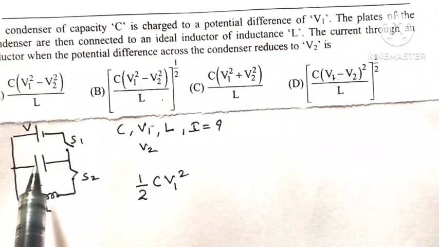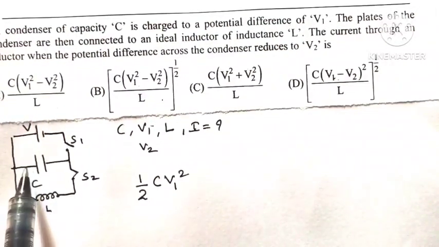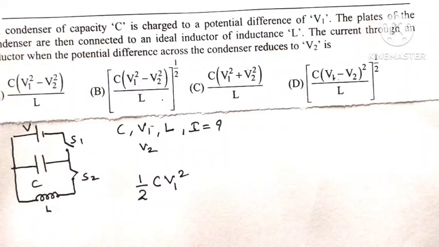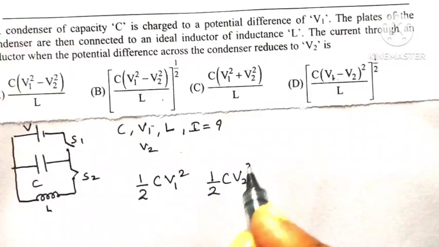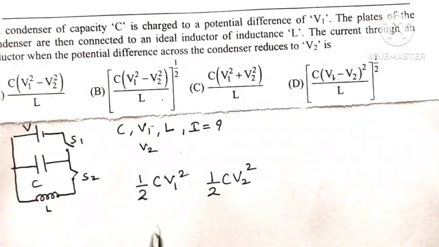Now the discharge of the condenser will take place until the potential difference across the condenser reduces to V2. What is the energy that remains in the condenser? It is half of C into V2 square. The initial energy stored in the condenser is half C V1 square. After connecting it across an ideal inductor, the energy that remains in the condenser is half C into V2 square.